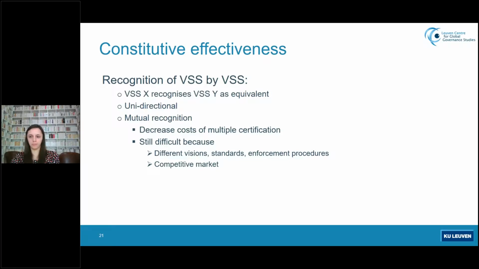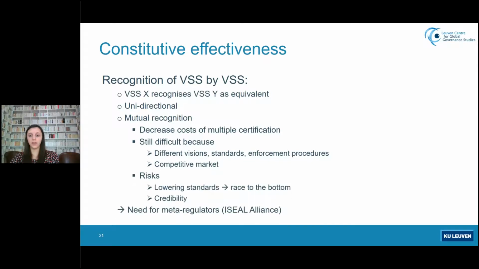and it's not about improving sustainability anymore. So to prevent that from happening, there is really a need for meta-regulation in the VSS markets, meaning that an organization would define criteria that VSS schemes have to meet in order to be considered as credible. And this is what the ISEAL Alliance is trying to do, as you saw in the reading for today. In a way, they define a set of minimum standards that standard setting agencies have to meet to be considered as credible.